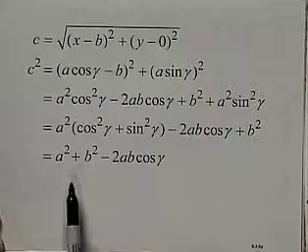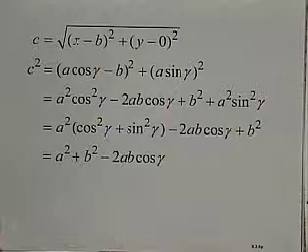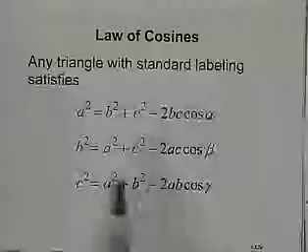So what we found is a relationship between c squared and a, b, and gamma. Now, here are the three forms of the law of cosines.